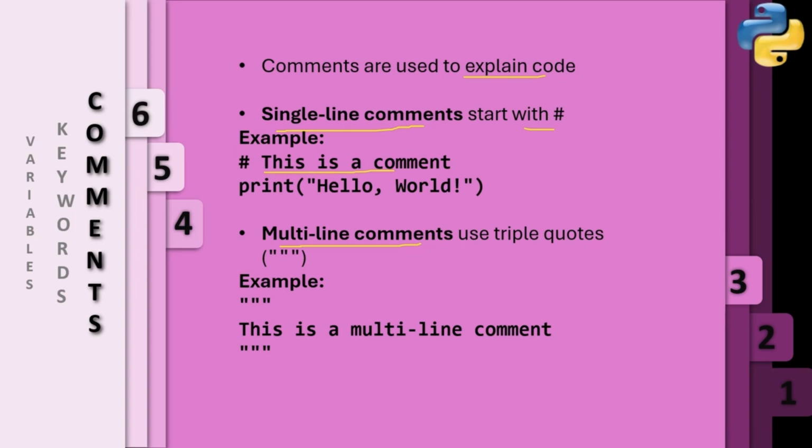If you need to explain your code in detail and it requires more than one line, you can use multiple line comments, which start and end with triple quotes, as you can see in this example. In the place of "this is a multiple line comment," you can write more than a single line of comment. By this we have finished the comments, and now let's explore keywords in Python.